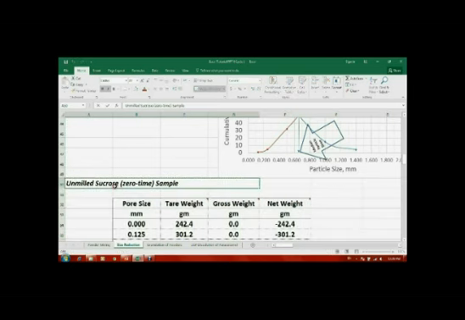Again, if we only have the values of one of the percentages, whether the oversize or the undersize, simply the x-coordinate of 50% cumulative percent will be the median particle size.